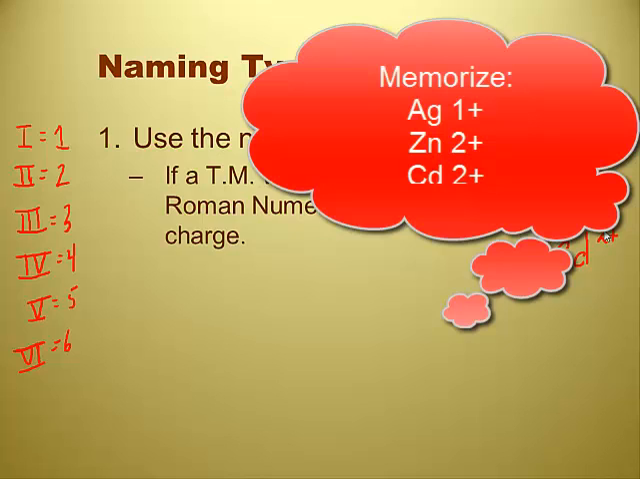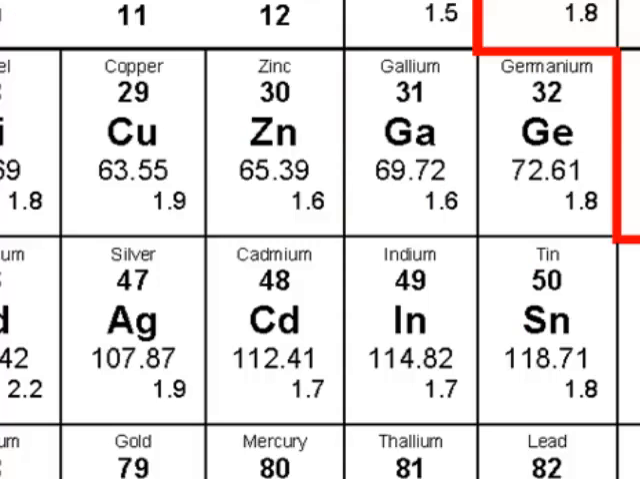What's nice about that is cadmium and zinc are in the same family, and that's easy enough to remember. They're actually next to each other on the periodic table. Silver comes first, and then zinc and cadmium are next to it. That should be easy to remember.